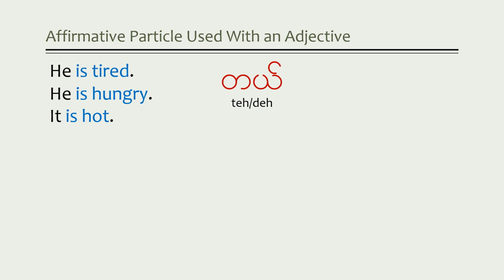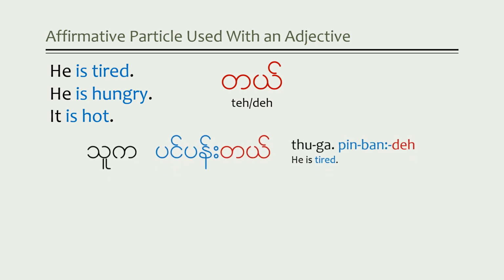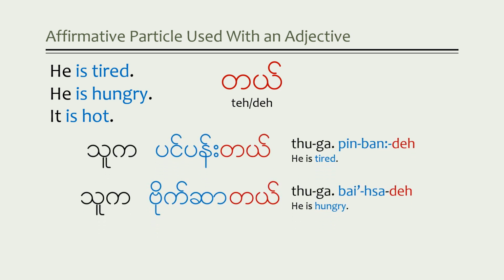Again, in the way of review from our lesson on affirmative particle, you learned that adjectives are handled the same way as verbs. So statements like, he is tired, he's hungry, it is hot. Those are adjectives. Those are words to describe people, places, or things. And they too have to have a final particle attached. So in most cases where we see the affirmative particle attached, we can just switch out the final particle, te or de, and replace it with me.